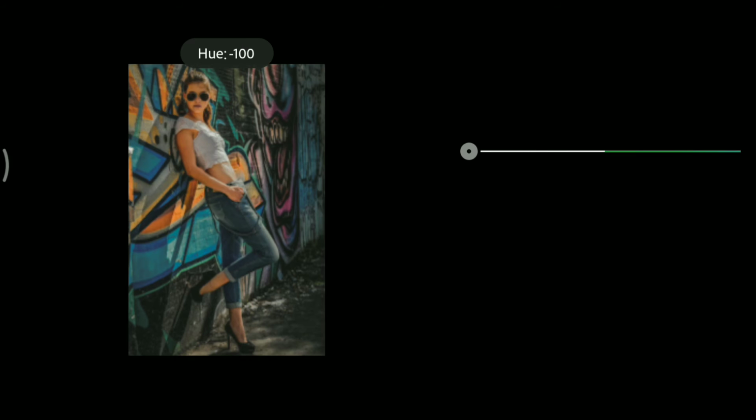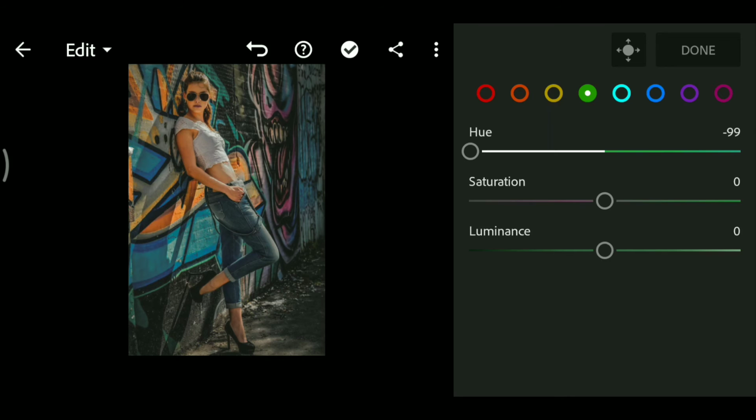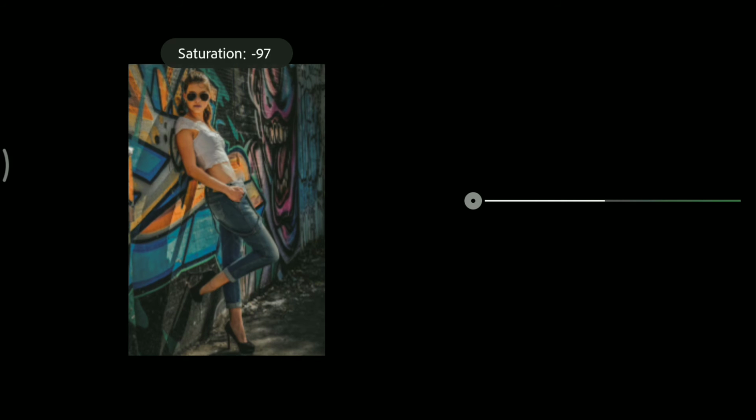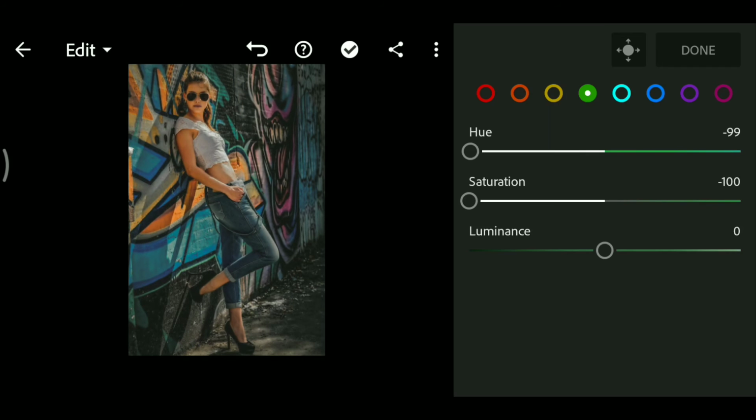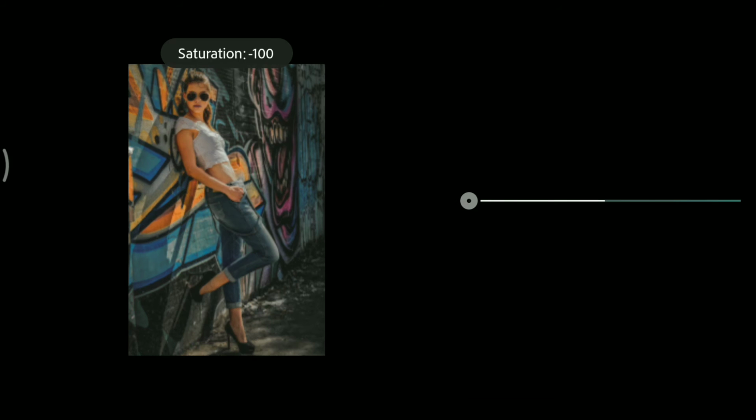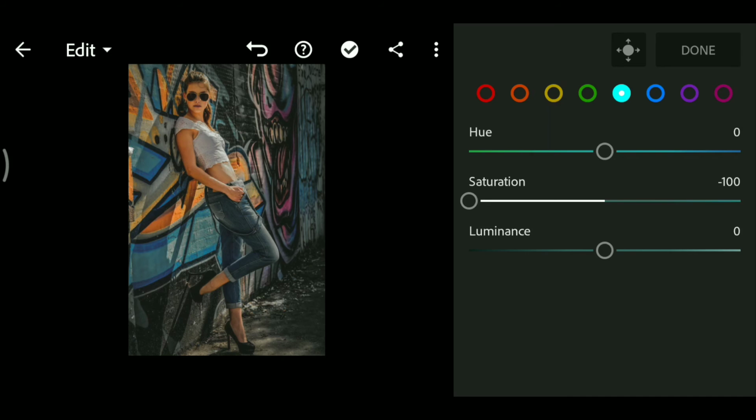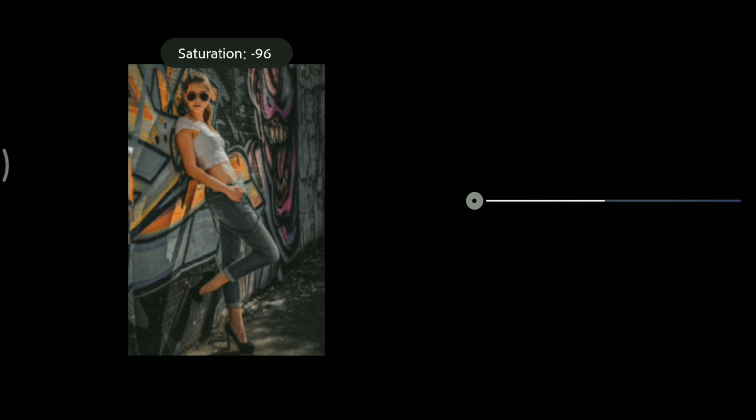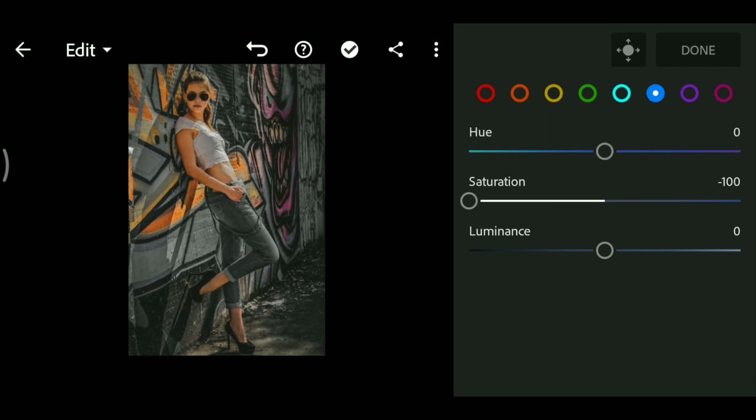Green, hue -99, saturation -99, luminance 0. Light blue, hue 0, saturation -100, luminance 0. Blue, hue 0, saturation -100, luminance 0.